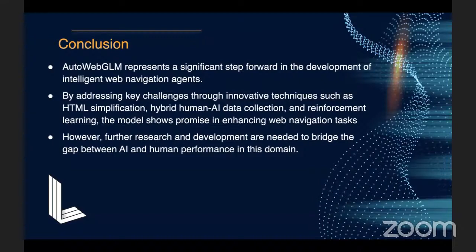However, further research and development are needed to bridge the gap between AI and human performance, because we know that this model is not perfect. This model also has some restrictions. But yeah, it outperforms the previous models. And as AI keeps evolving, like with the new versions of ChatGPT, it is already announced that ChatGPT 5 is also coming by the end of this year.